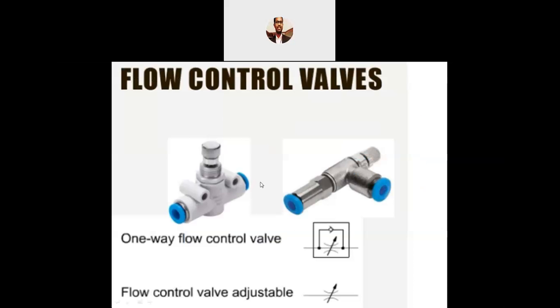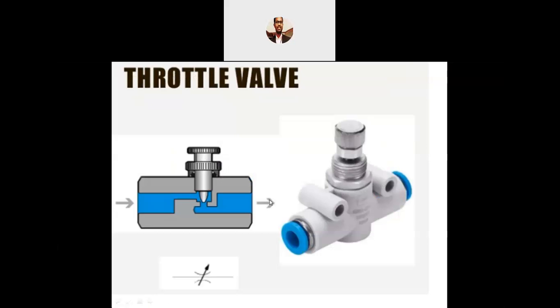These are the flow control valves, a simple one way flow control valve. This is a one way flow control valve, and this is a two way flow control valve, adjustable. Throttling valve means you can control the speed.